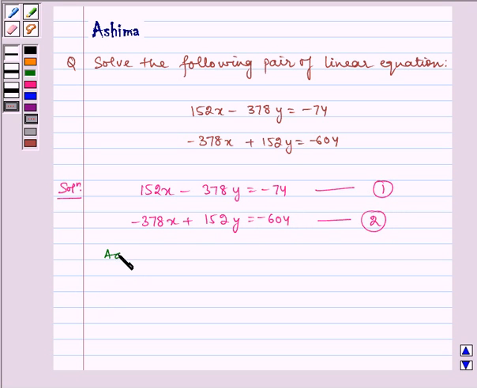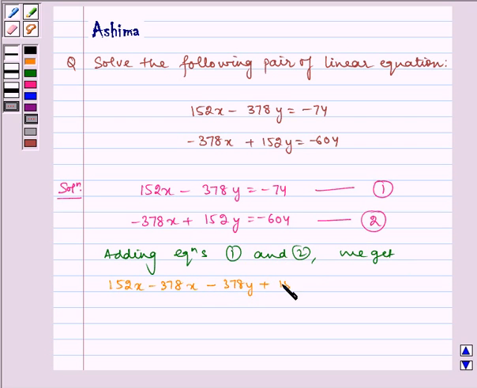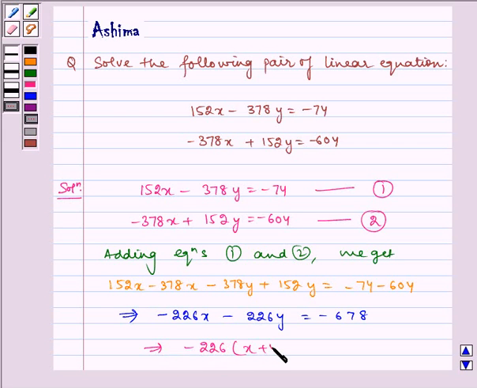Now, adding equations 1 and 2, we get 152x minus 378x minus 378y plus 152y is equal to minus 74 minus 604, which implies minus 226x minus 226y is equal to minus 678, which implies taking minus 226 common, we get x plus y is equal to minus 678.